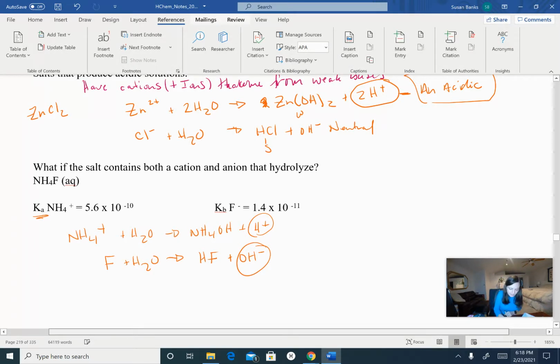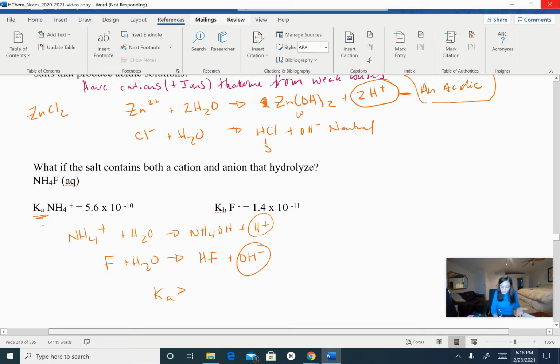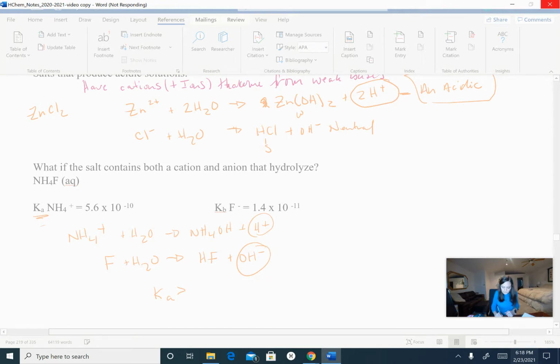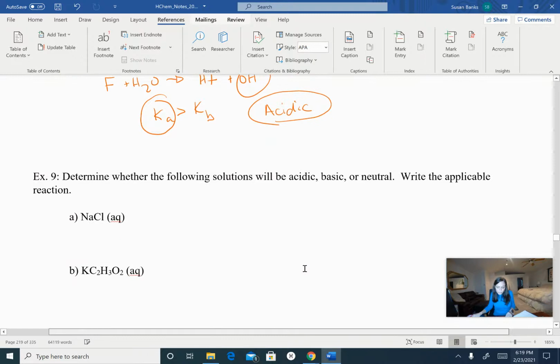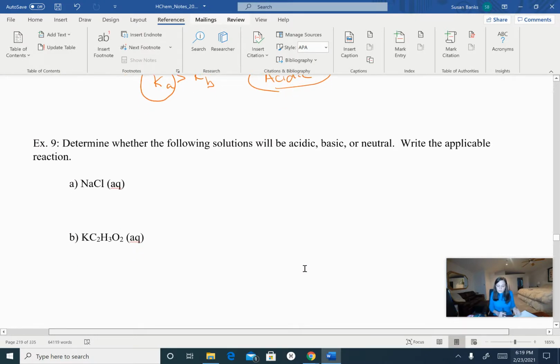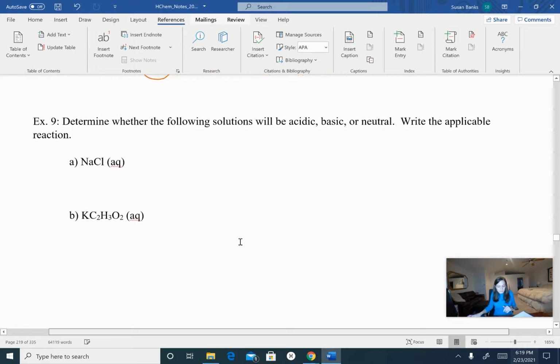But you'd have to look at, because the Ka, or the dissociation constant of the acid, is larger than the Kb, that is going to be more powerful. So because the acid is more powerful, this would be acidic. Okay, so let's look at some of these examples, and we want to decide whether this is acidic, basic, or neutral. Okay, so I'll do the first couple with you, and then we'll see what we do.